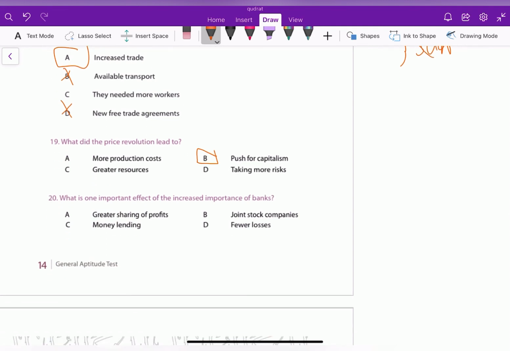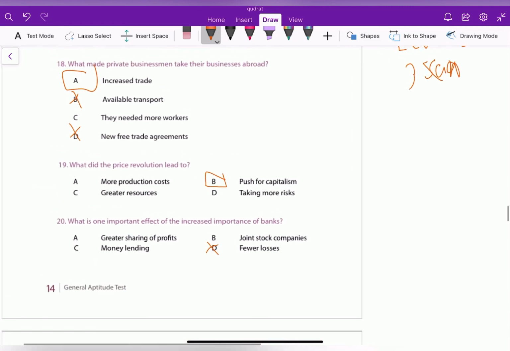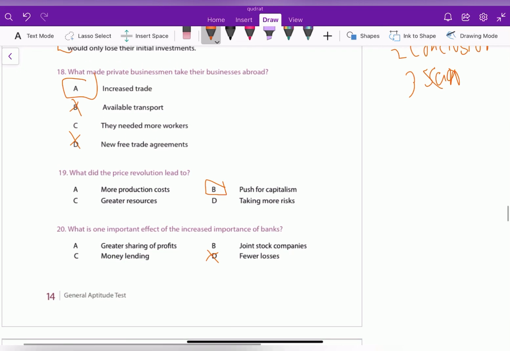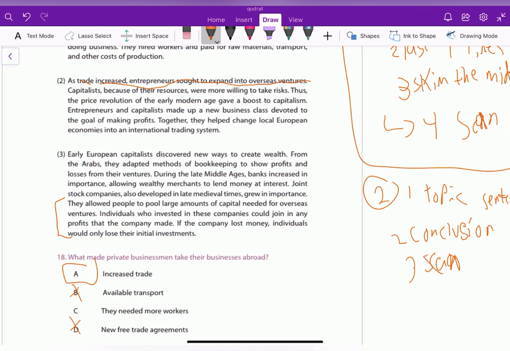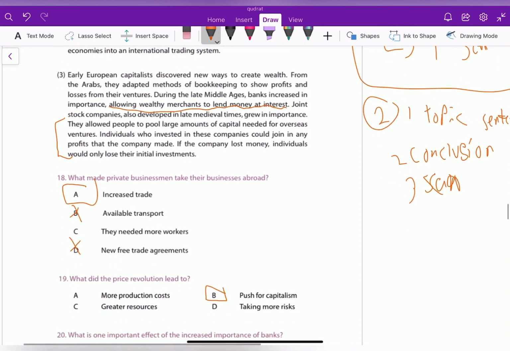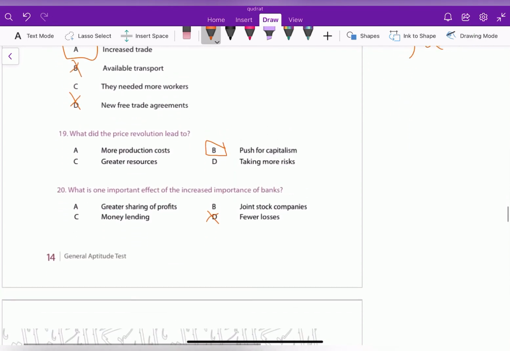What is one important effect of the increased importance of banks? Okay, so was it greater sharing of profits, joint stock companies, money lending, or fewer losses? Well, it's automatically not fewer losses because we know that they didn't really mention that. Let's look back in the text. Okay, so they said allowing merchants to lend money. So that means that the answer is C, because that's the important effect of the increased importance of banks, which is money lending.